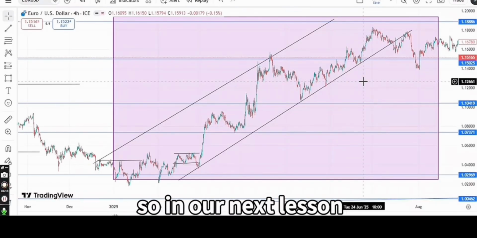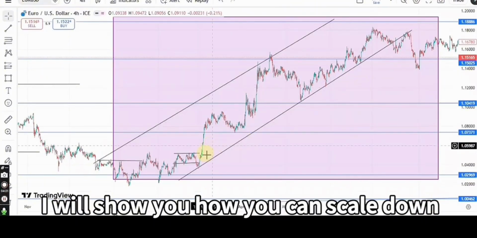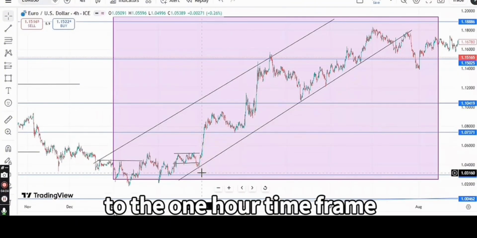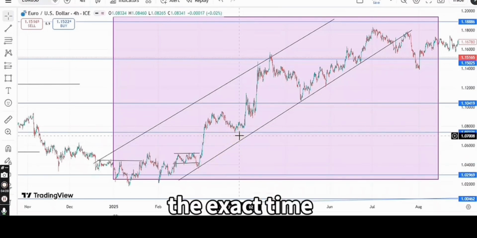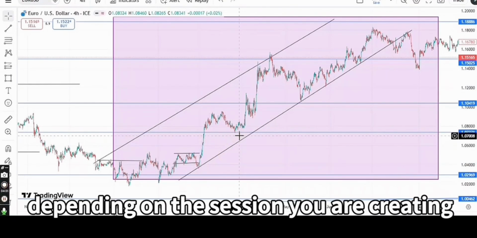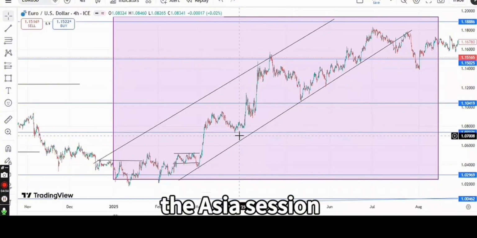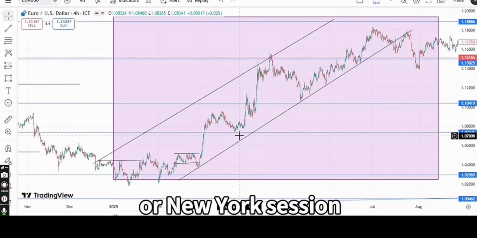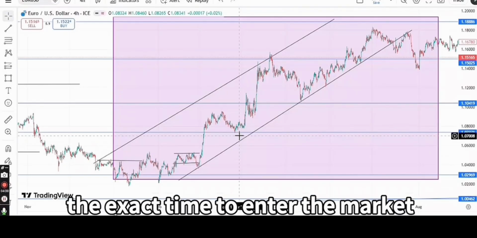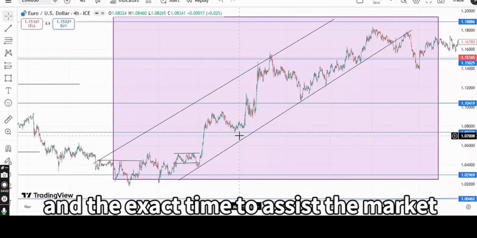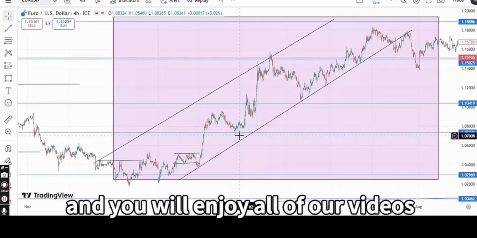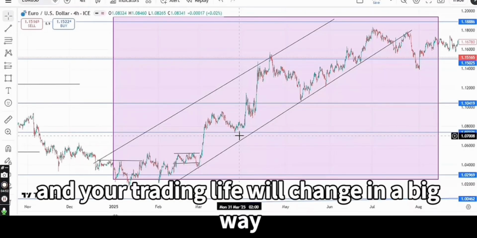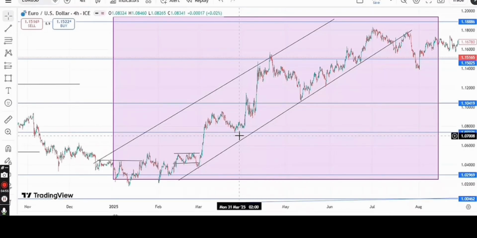In our next lesson, I will show you how you can scale down to the 1 hour time frame and 15 minutes time frame, and know the exact time to enter the market and the exact time to exit the market, depending on the session you are trading, the Asia session, London session, or New York session.